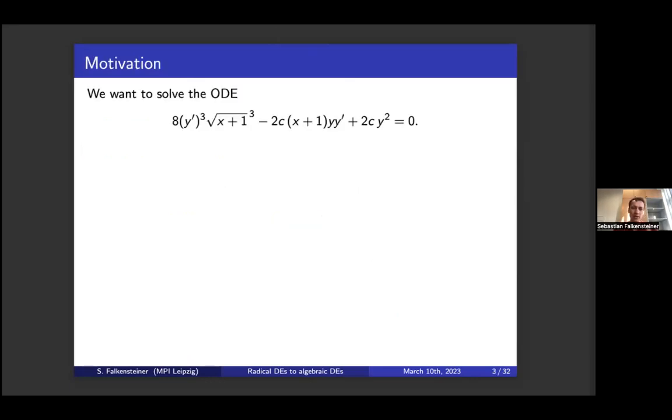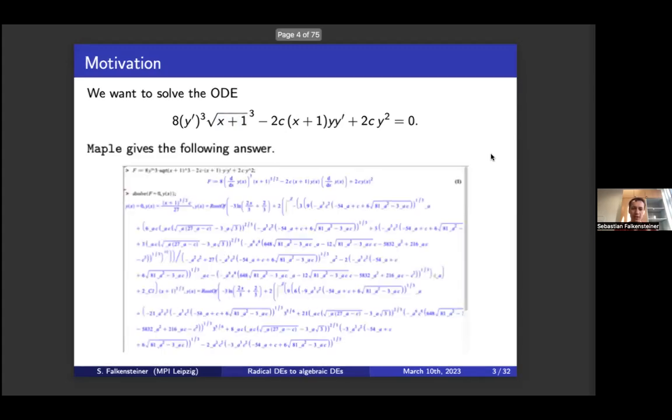So for example, we have this differential equation here, which has a radical expression in the coefficient. Here we have x plus 1 and the square root of it. We want to look for a solution y of x of this ordinary differential equation. We can enter this, for example, in Maple and take a look at what the dsolve command gives us. So here you can probably see, small, how the solutions look.